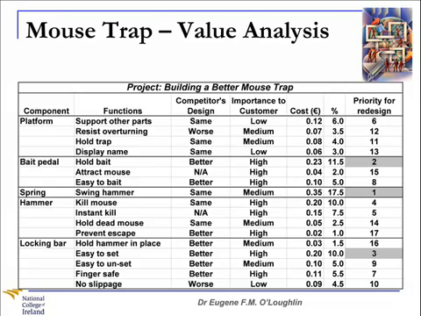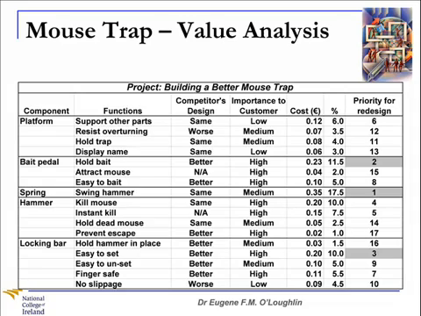So for example, we can see once again, looking at the platform component, the function support other parts, well, our design is the same as that of a competitor's. The resist overturning function, our design, or the competitor's design, is worse than ours. Whole trap, ours is the same.